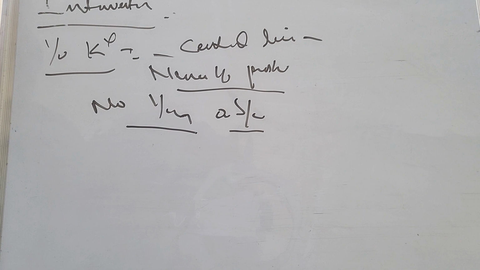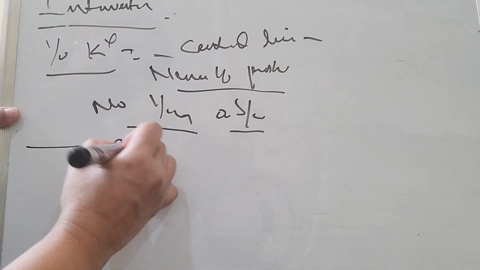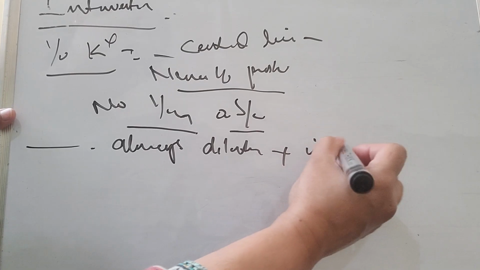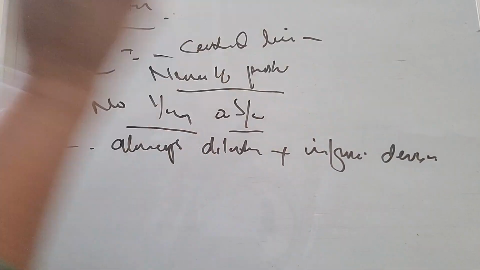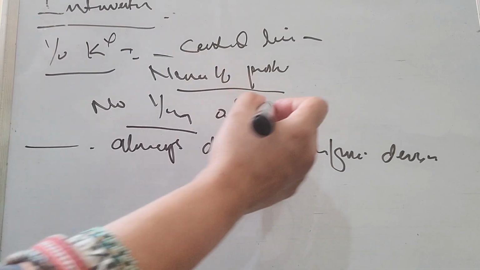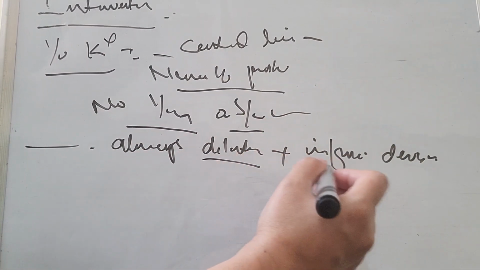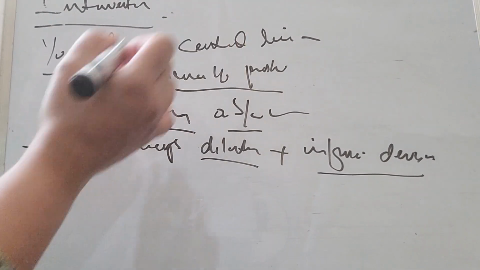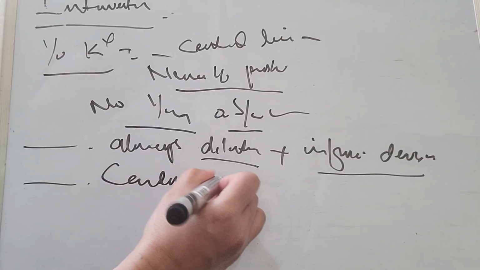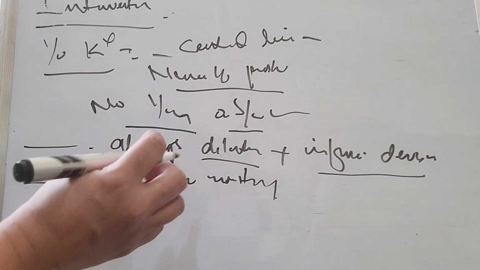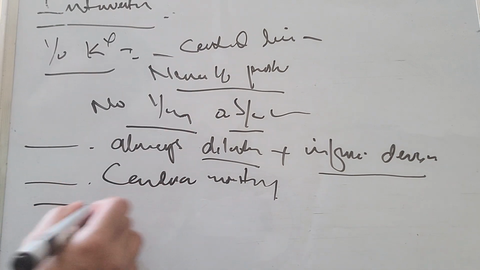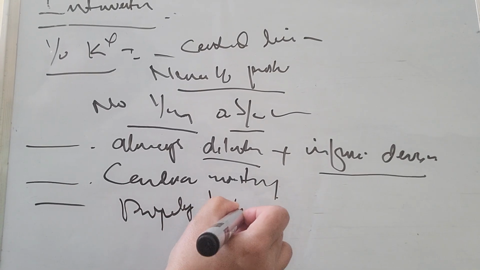IV potassium is always diluted and administered using an infusion device. Always diluted plus infusion device, very important. Never give IV push, intramuscular, or subcutaneous. If you are giving IV potassium, always use continuous cardiac monitoring, very important. And ensure the IV bag containing potassium is properly labeled.